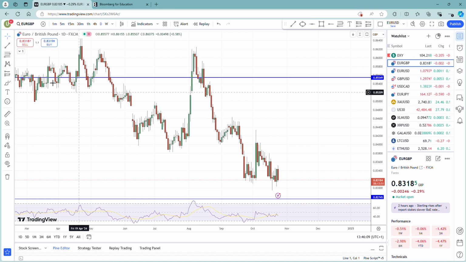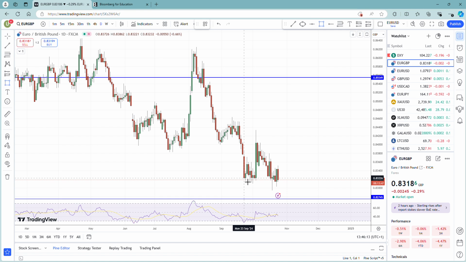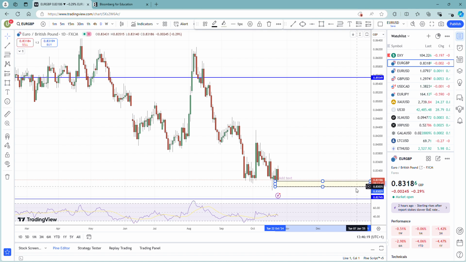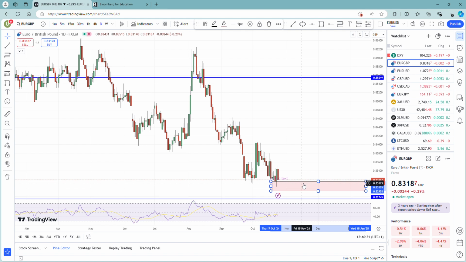So you've got your rectangle tool here. You can see this is your daily support. I'll extend it because there's a wick here, so I'll extend it all the way to the wick, so it covers all the wick. That is your daily support. My daily is always in red.